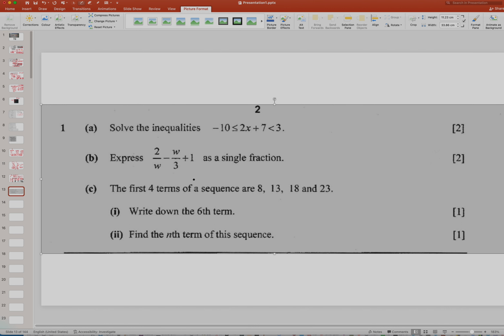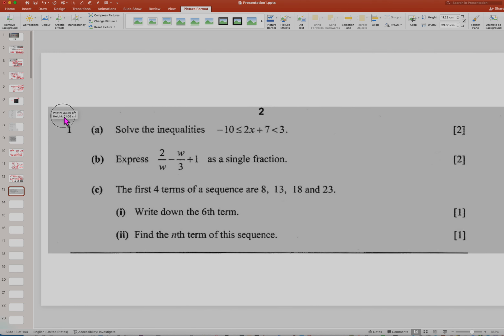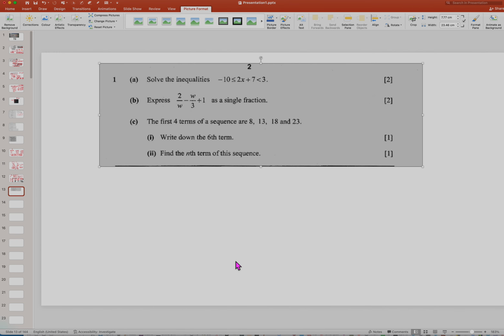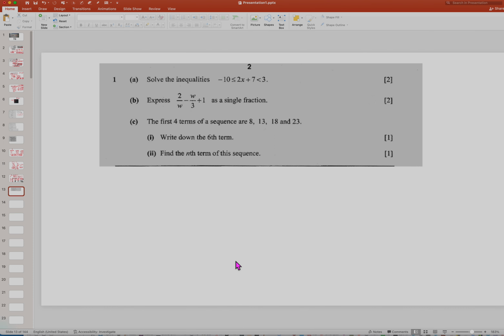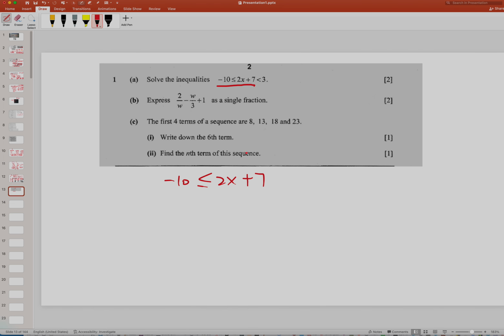I'm going to demonstrate to you. I put minus 10 smaller than or equal to 2x plus 7, bigger than 3, right? So basically, you just write this one first. Then I just put the plus 7 in front of the other. Then you write this one later. Then you need to solve these two separately. Can you solve one? And can you solve two?